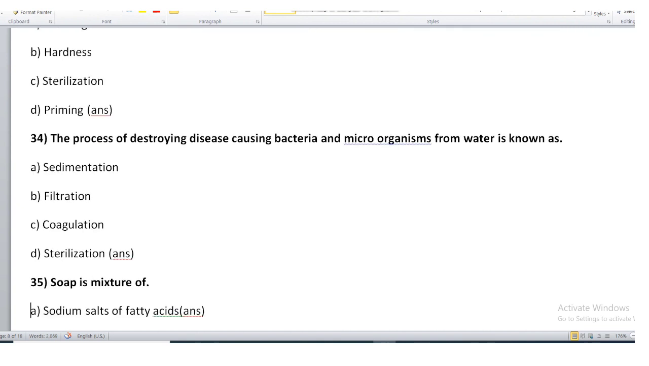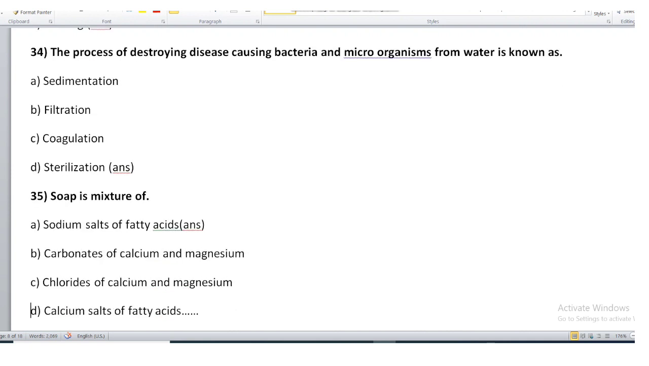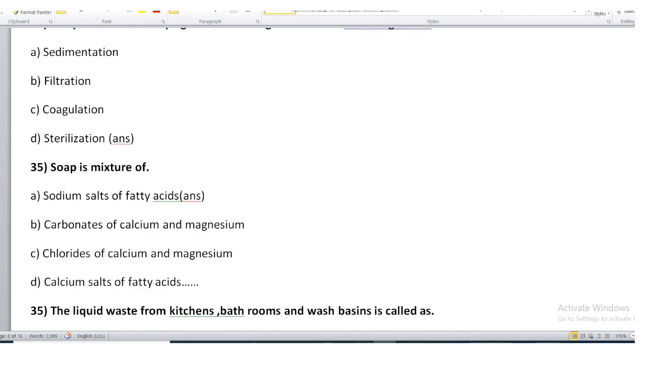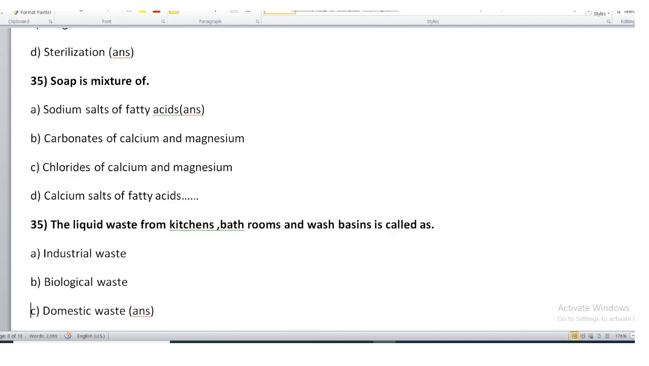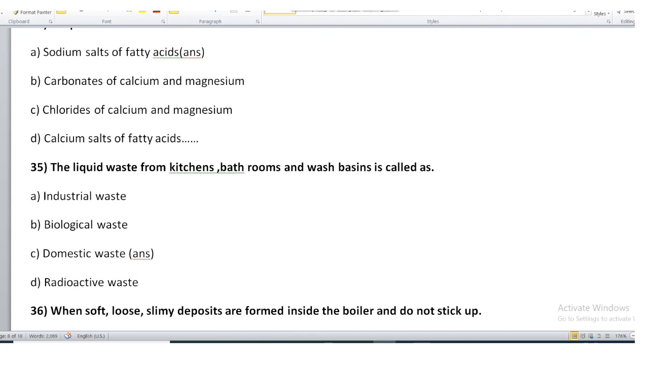The process of destroying disease-causing bacteria and microorganisms from water is known as what? It is known as sterilization. Soap is a mixture of sodium salts of fatty acids, so the first option is the correct answer. The liquid waste from kitchen, bathroom and wash basins is called domestic waste.